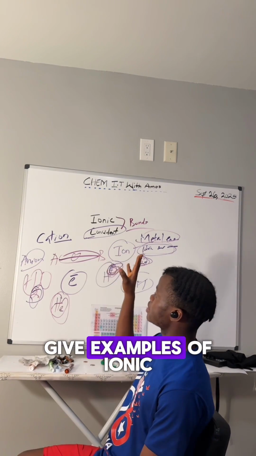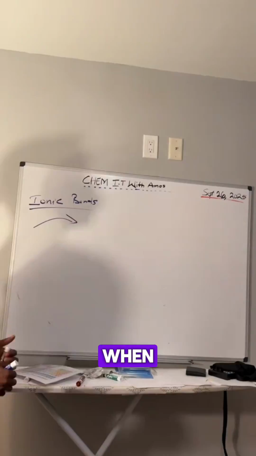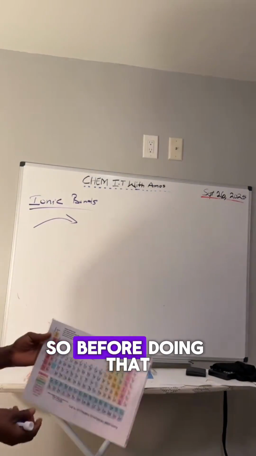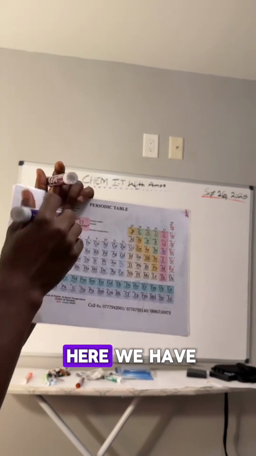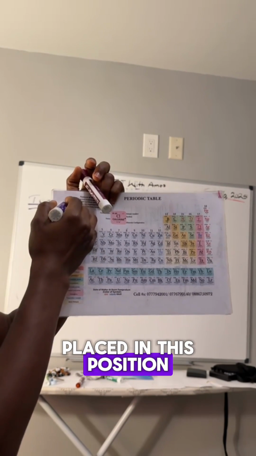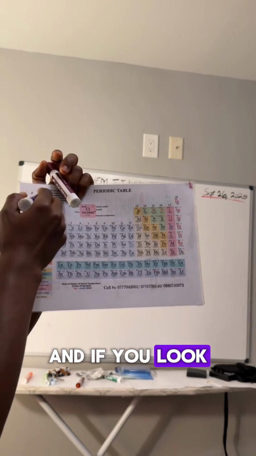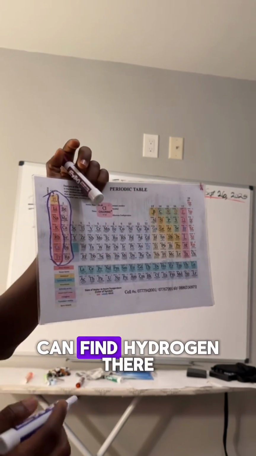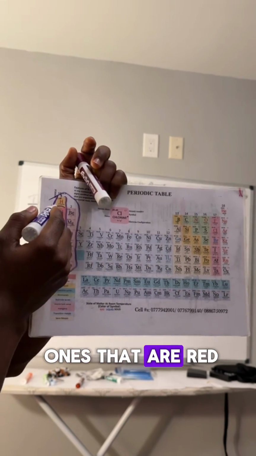So we can now give examples of ionic bond and covalent bond. Before doing that, we can look at the periodic table. If you look right here, we have elements placed in this position. These are the S block elements, and the first one here is group 1. Of course you can find hydrogen there, but it's placed in a different background, an exception to all those that are red down here.